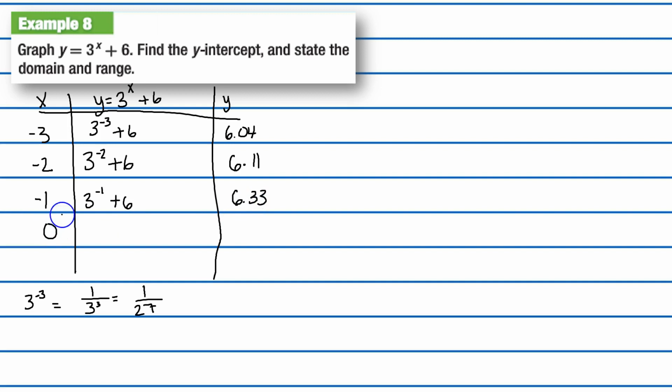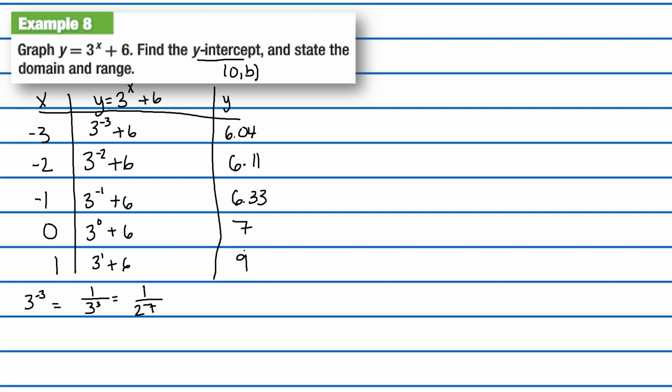And I chose 0 because remember, I want to find the y-intercept. To find the y-intercept, you need 0 as your x value and b, which is your y-intercept. So x must be 0, and we will find out what the y-intercept is. Just a reminder, 3 to the 0 power, or anything to the 0 power, is 1. So we have 1 plus 6, which is 7. So 3 plus 6 is 9.